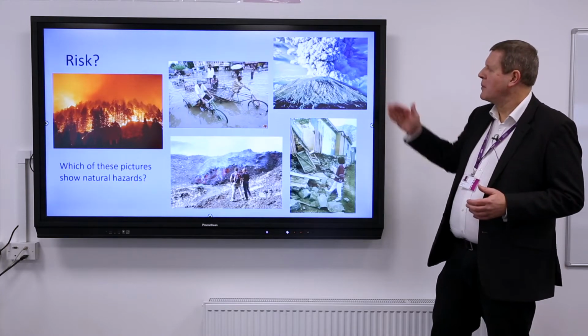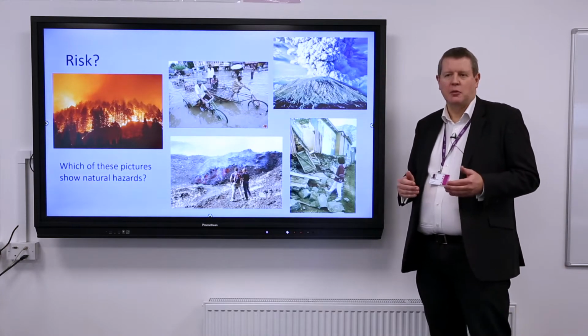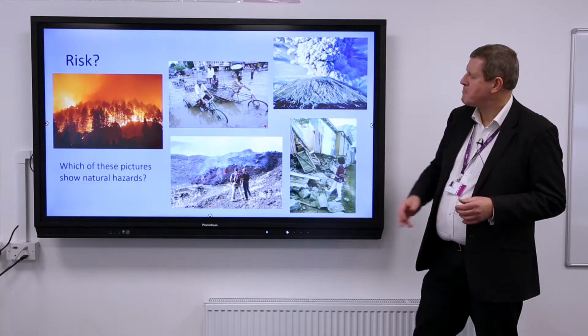But picture one, up here in the top right, is a volcano. It's a fairly major eruption, but it's happening on the Aleutian Islands off the coast of Alaska, about 1,000 miles away from where a significant number of people live. So actually, not much of a hazard.